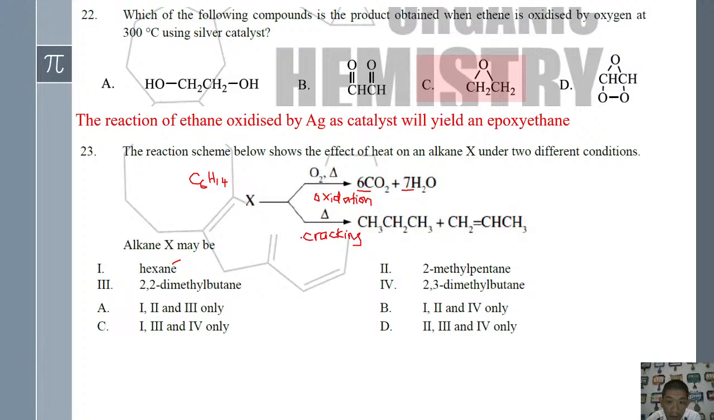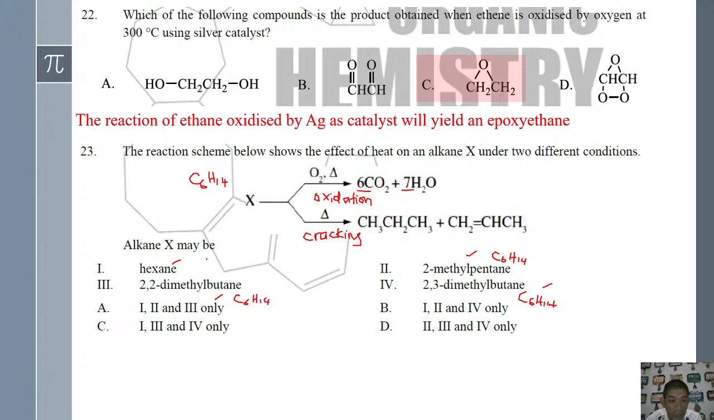So hexane, correct. 2-methylpentane, also C6H14, also correct. 2,2-dimethylbutane is also C6H14, also correct. And then 2,3-dimethylbutane, also C6H14, which is also correct. But does it mean that all 1, 2, 3, 4 are correct? Now the key lies here. After the cracking process, you form a propane and also a propene. So which one can be the answer for this one? Now, can you imagine what happens when these molecules are broken?